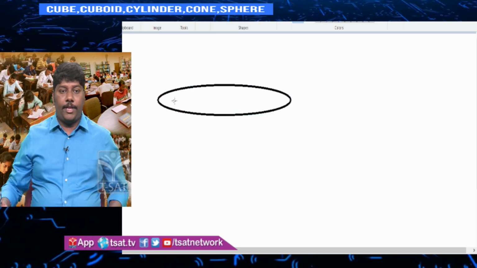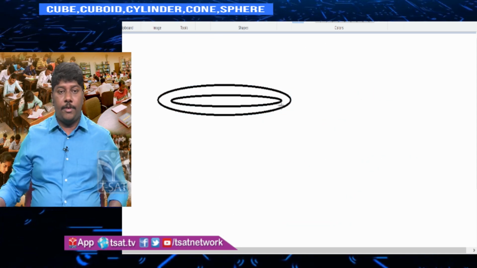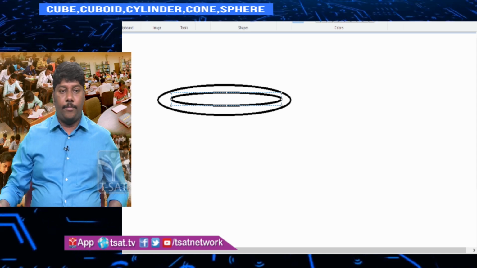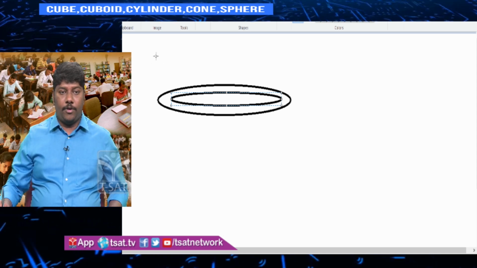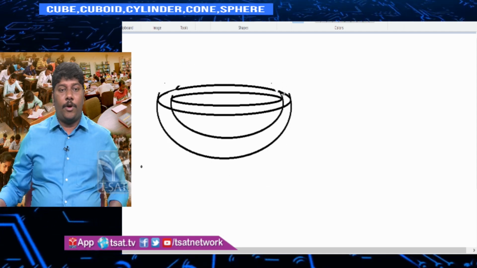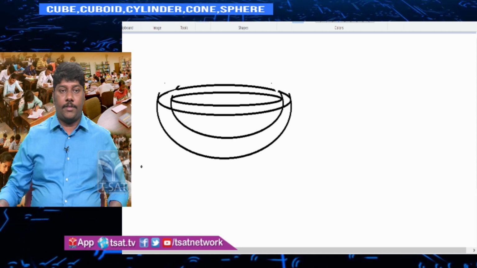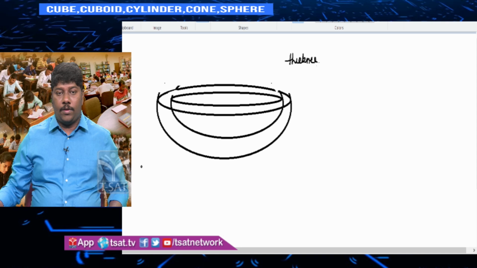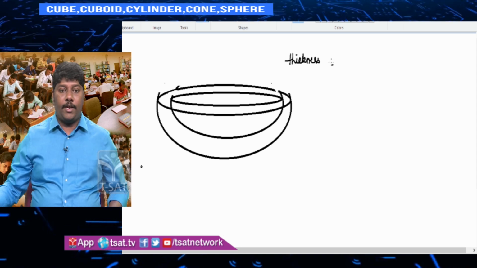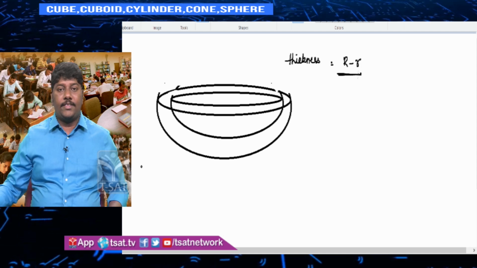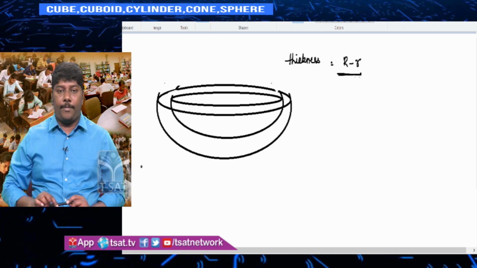Another hollow figure which is very important is the hollow hemisphere. It is like a ball with a certain thickness. You can imagine a ball with a certain thickness here. So here it is a hemispherical ball with a certain thickness. This thickness, in the case of the hollow cylinder and the hollow hemisphere, is capital R minus small r. You will get this thickness by subtracting small r from capital R.